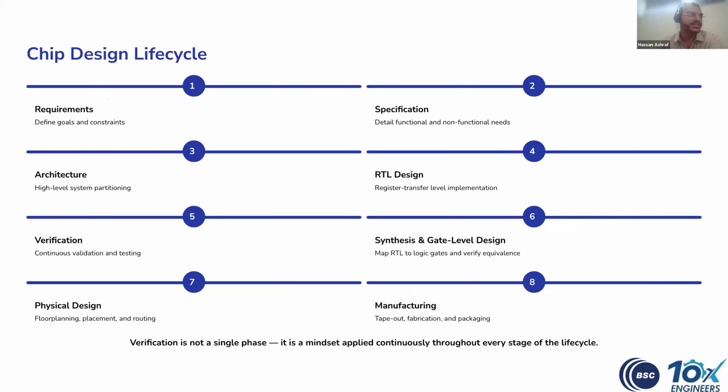So next comes the design cycle, where verification fits in the chip design cycle. In this slide, we have mentioned all the basic major steps in the chip design cycle, starting from the requirement, followed by specification, architecture, the designing, RTL designing, then verification, synthesis, physical design, manufacturing. So they are mentioned in the index. In the following slides, we'll see how verification fits in this design cycle.